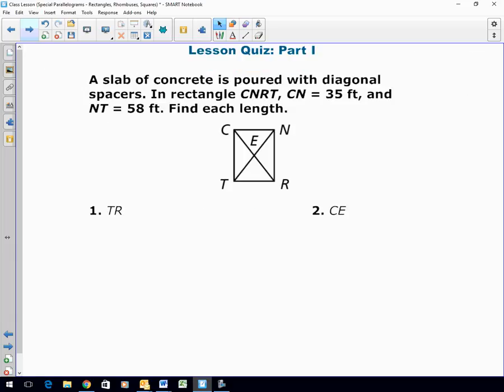All right. Let's try this out real quick. See how we're doing. See what we get here. All right. Y'all do this one. A slab of concrete is poured with diagonal spacers. Rectangle CNRT. CN is 35 and NT is 58. Find each length. A couple minutes.